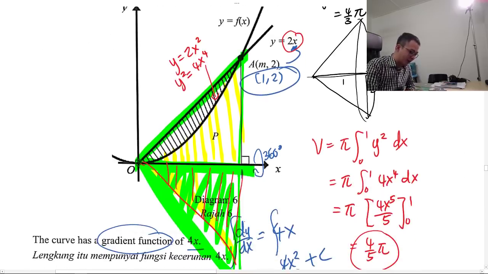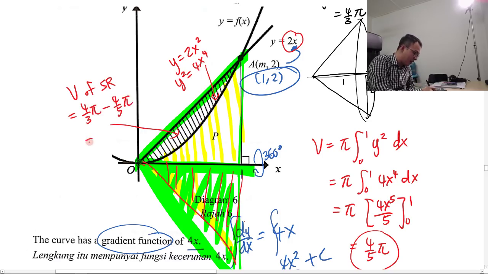So to find the volume of the shaded region, I take the 4 over 3 pi, which is the volume of the cone, minus the 4 over 5 pi, which is when I integrate the curve 360 degrees on the x-axis. You can integrate the straight line if you want, and you should get the same result. Then 4 over 3 minus 4 over 5 gives 8 over 15 pi. This is how we solve it if we want to find the volume of the shaded region.